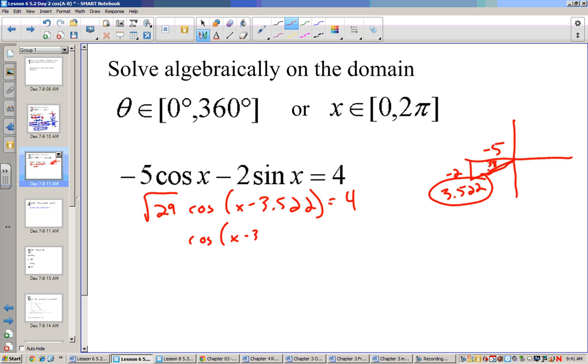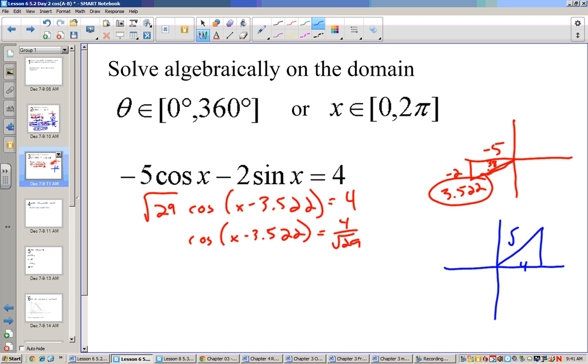So now what we do is divide both sides by root 29. And now we draw another triangle where our cosine is 4 over root 29. And it's going to be these two triangles. So I take the inverse cosine of 4 over root 29.